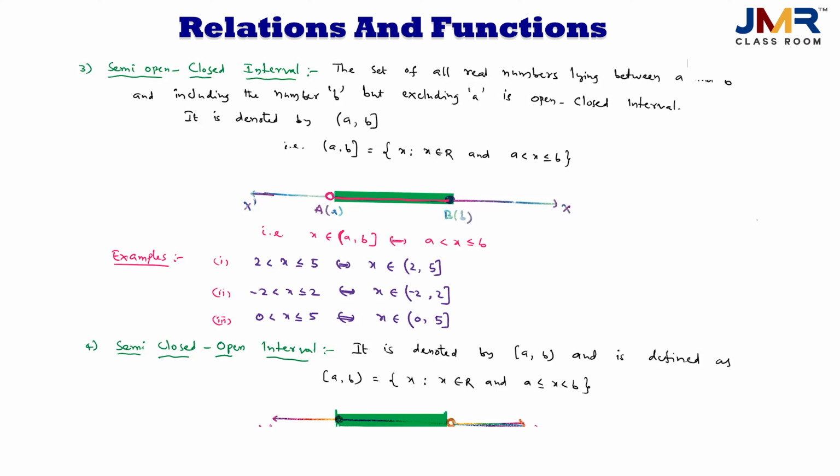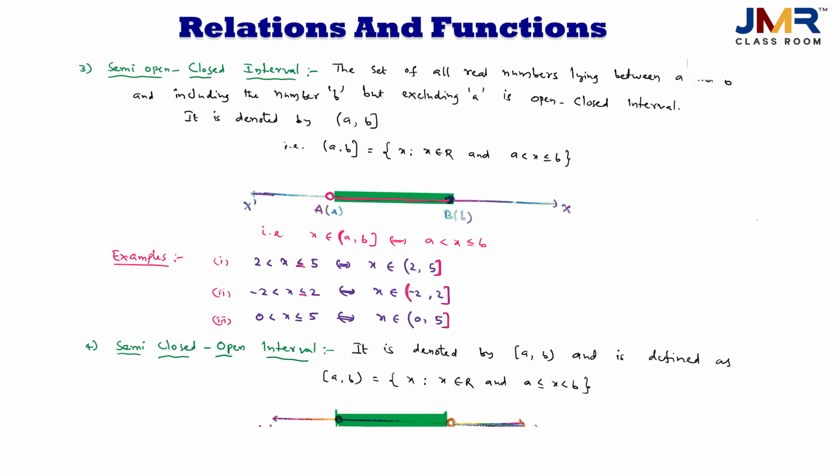If the solution of any inequation is 2 less than x less than or equal to 5, it can be written as x belongs to open 2 to closed 5. Minus 2 less than x less than or equal to 2 can be written as x belongs to open minus 2 to closed 2, left open, right closed. Why? Because on the right side inequality and equality both are there, so 5 is included here. So the right side must be closed and the left side open, you have to use.